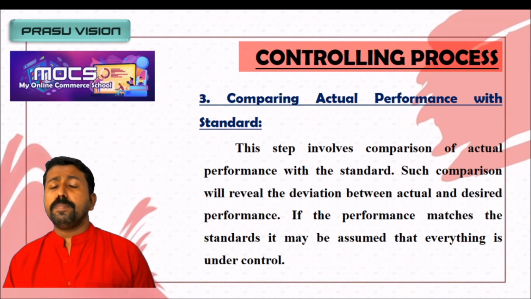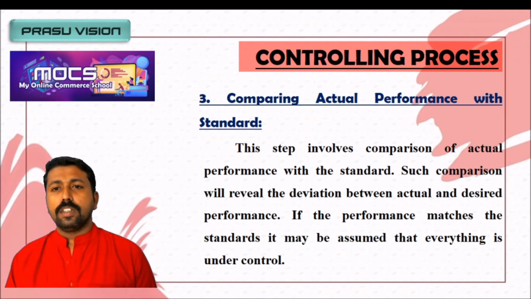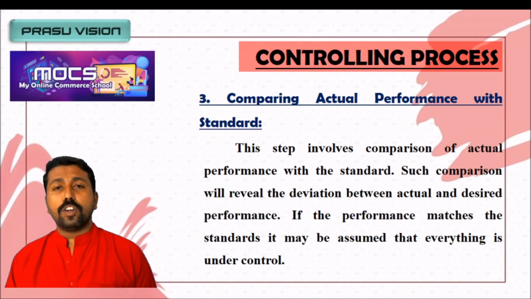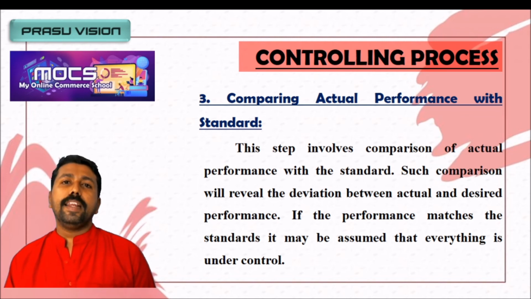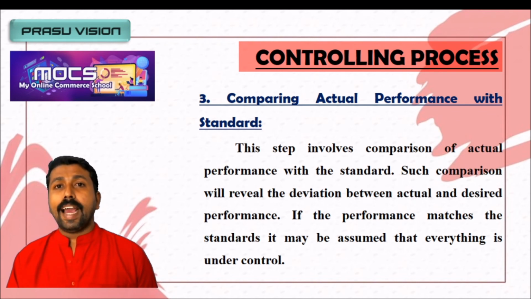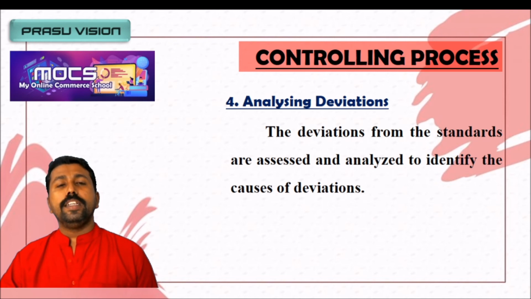If the performance matches the standards, it may be assumed that everything is under control. If there is no high amount of deviation in the performance, that shows all the activities are under control in the managerial staff. So that is why we are comparing actual performance with the standards already set. Then we have to find out the deviation.